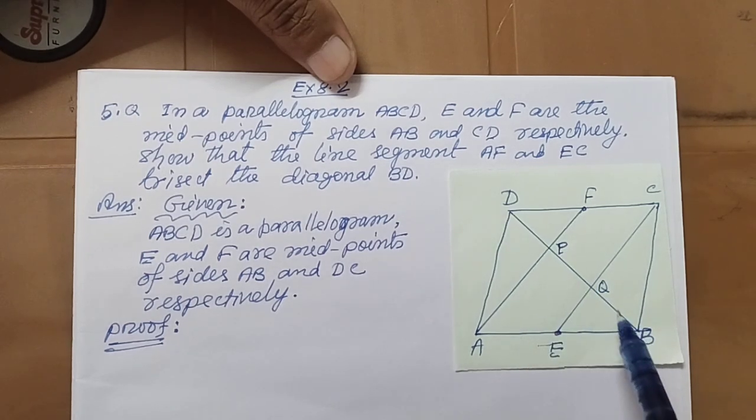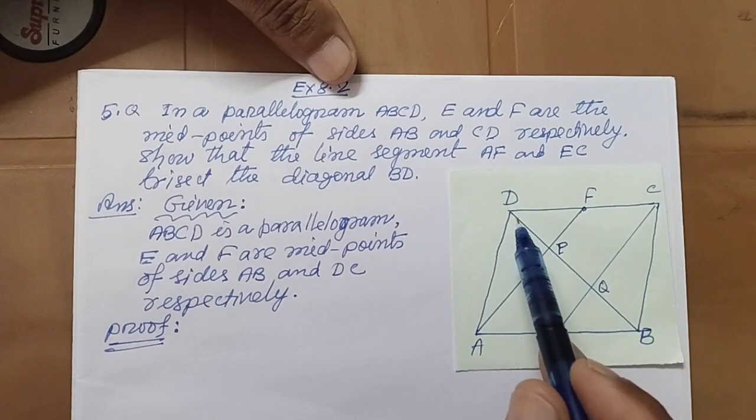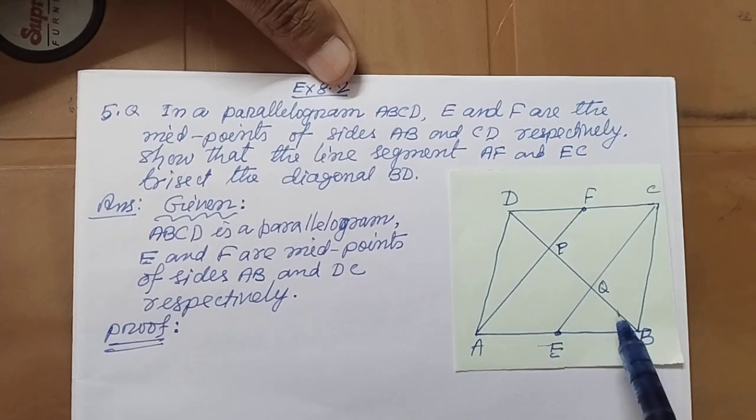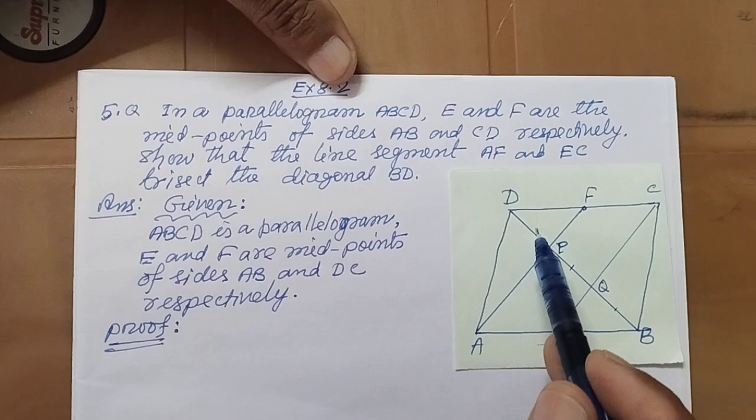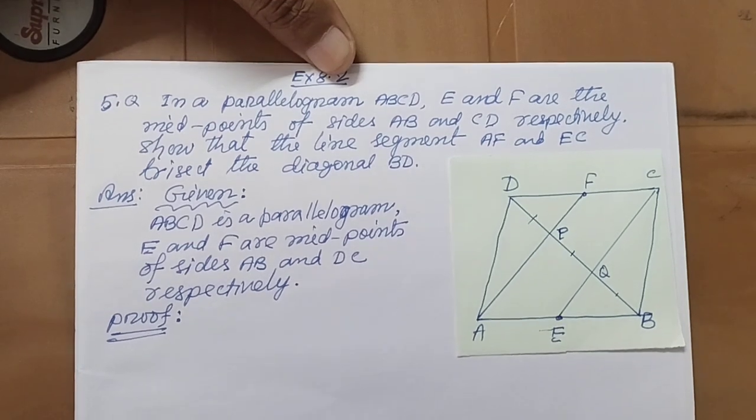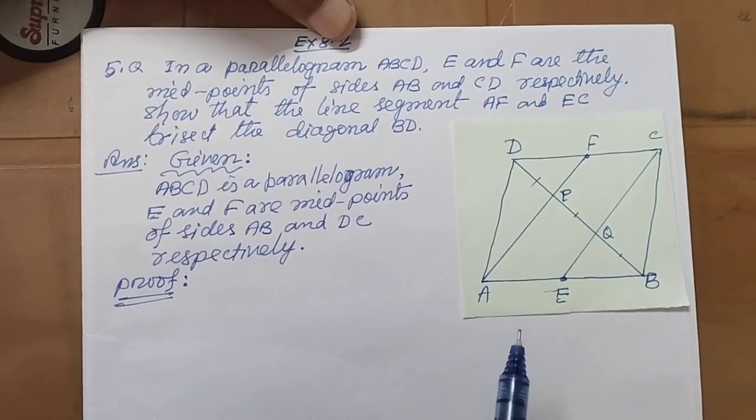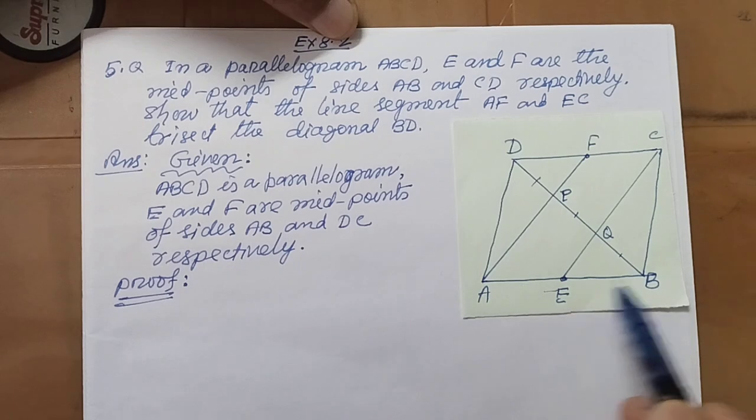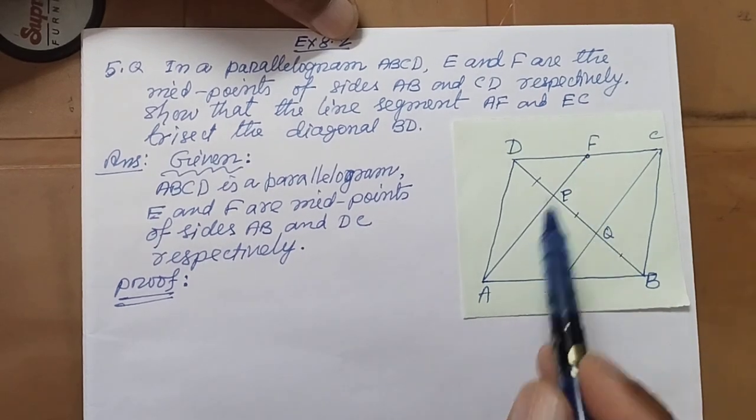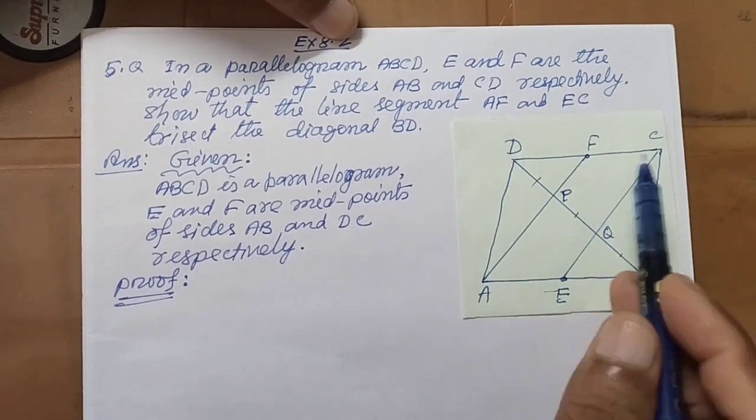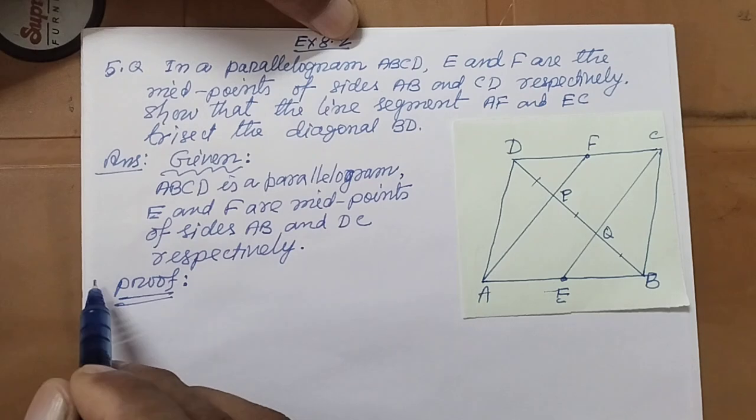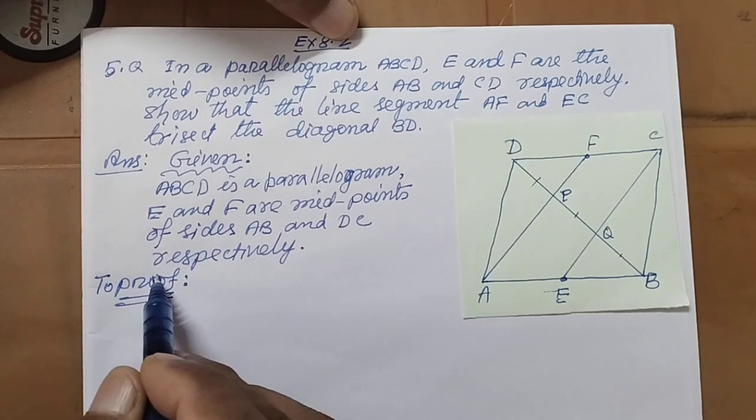That means BQ equal to QP equal to PD. That we are asked to prove. We are asked to prove this equal to this equal to this. Now, what is given? Given ABCD is a parallelogram. E and F are midpoints of sides AB and DC respectively. That is we have written, and you are asked to prove.